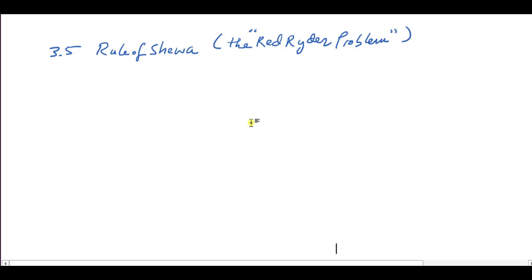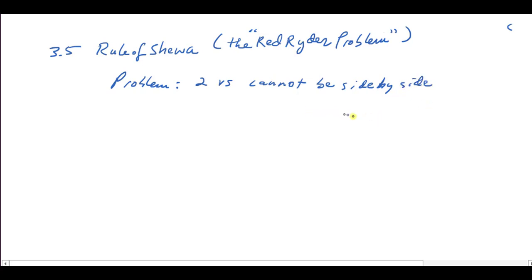Now in ROS 3.5, we come to a situation or a concept known as the rule of Shava. I like to refer to this as the Red Rider problem, and I will explain what I mean by that in just a minute. But there is a problem in Hebrew, okay? And the problem is that two vocal shavas cannot be side by side, okay? If you ever come to a situation in Hebrew where you have two vocal shavas that are side by side, there's a problem. Two vocal shavas cannot be side by side in biblical Hebrew. And so that is going to be a problem that needs to be resolved.